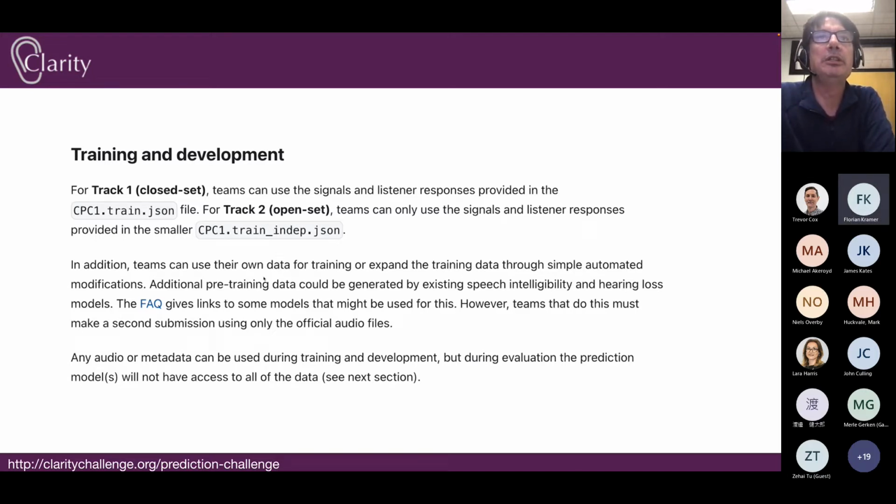In addition, we're saying you can actually use your own data for training if you've got external data you want to use. Any pre-existing models, any speech intelligibility data you have from outside this challenge, you're free to use. You're free to remix data we provided with you. So you can generally introduce your own training data as you see fit.